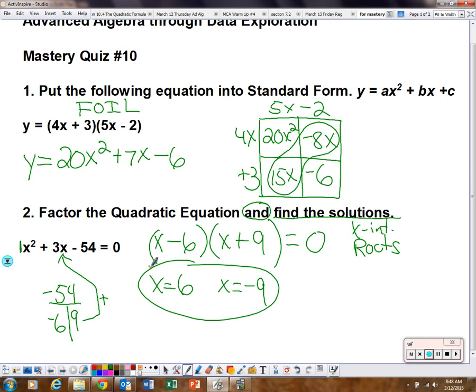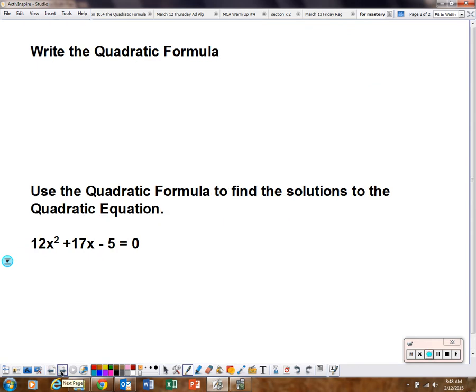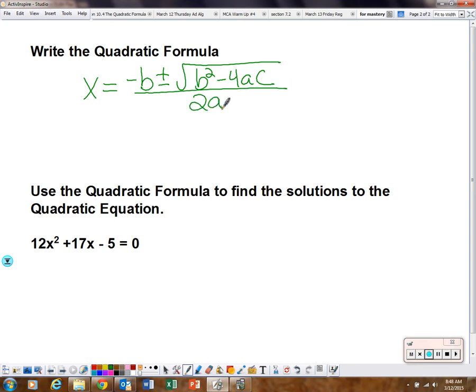All right, the next one, you have to be able to write the quadratic formula from memory. Okay, so x equals negative b plus or minus the square root of b squared minus 4ac all over 2a. Again, you have to have that memorized. You have to be able to write that down. Okay, you already know that that's going to be one of your answers.